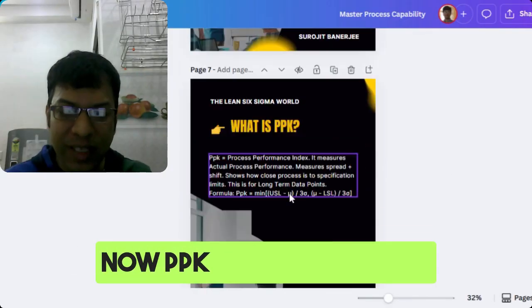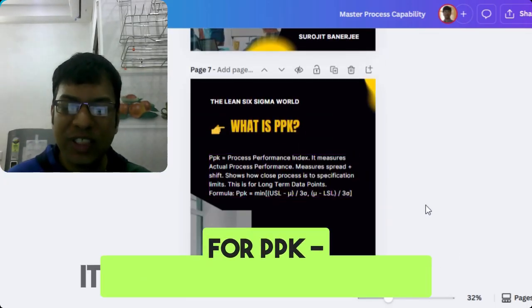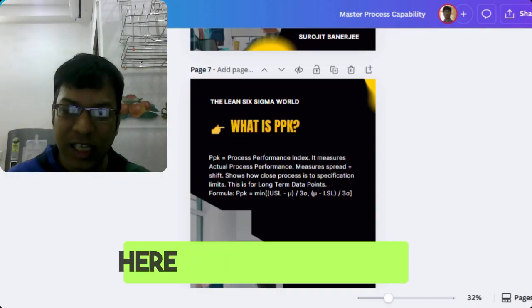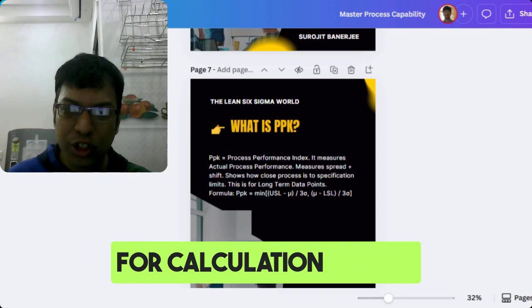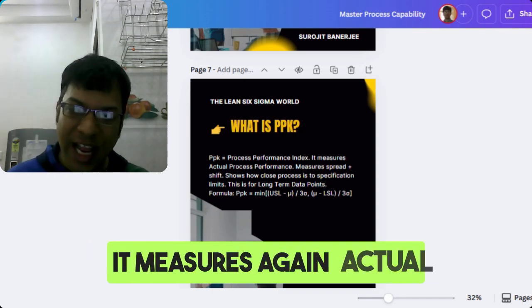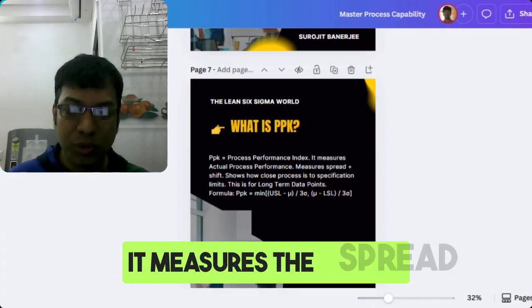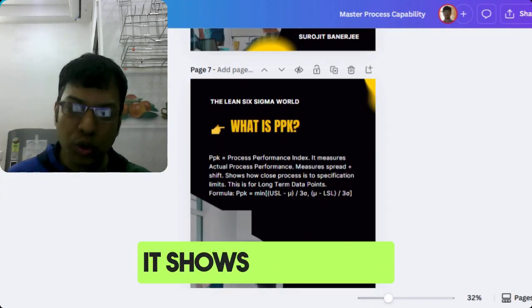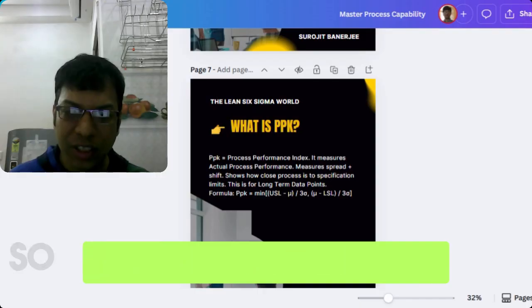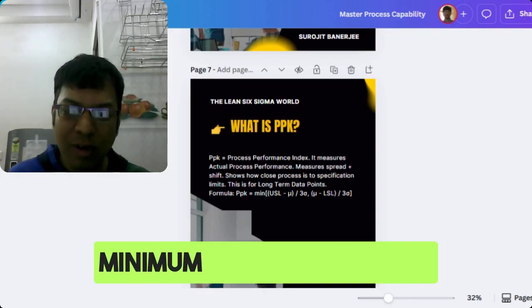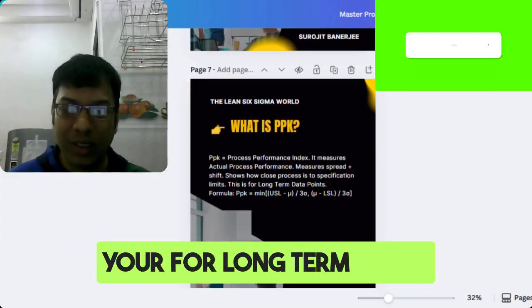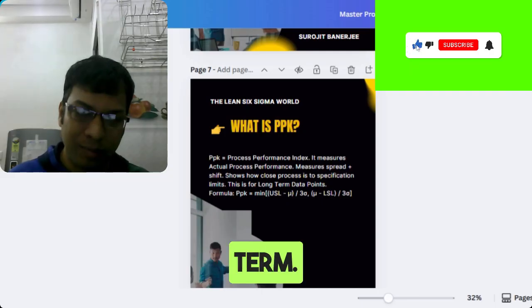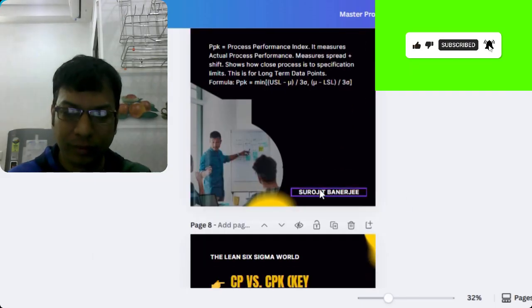Now PPK, the same concept for PPK. It is basically the process performance index. Here we take the long-term data points into consideration for the calculation of PPK. It again measures actual process performance. It measures the spread along with the shift. It shows how close the process is to the specification limits. So the PPK formula is also the same. The minimum of these two you have to take into consideration. Here the sigma is for long term, and in CPK the sigma is for short term. That is the only difference.